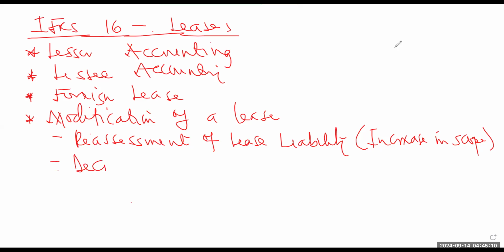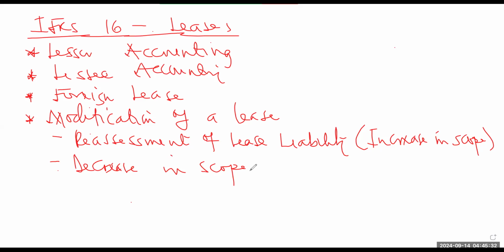The modification can also lead to what we call a decrease in scope. How do we account for the decrease in scope? A decrease in scope means that you are now occupying 100% of the structure of the building, and now you want to reduce it to 70%. That will be a decrease in the scope. You have rented or you have leased what?